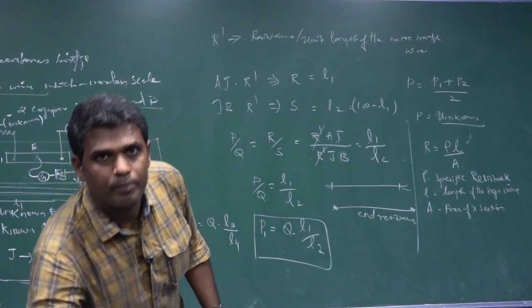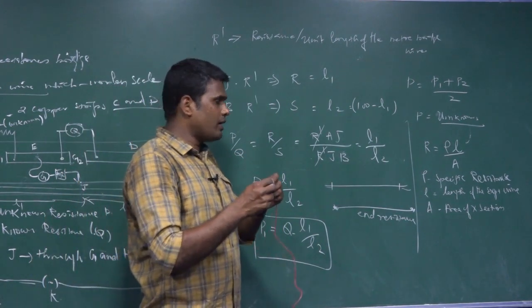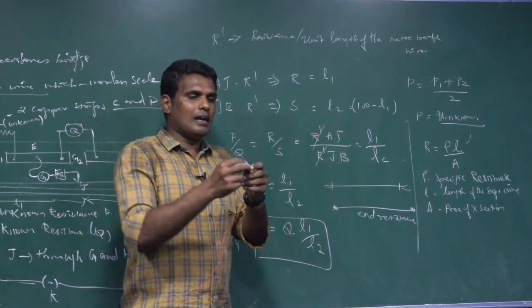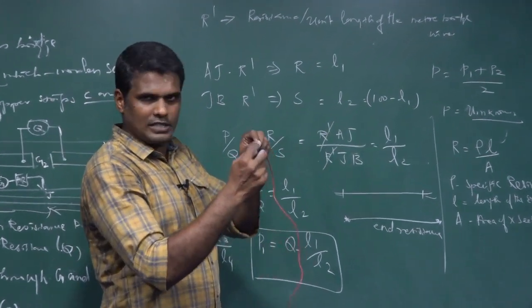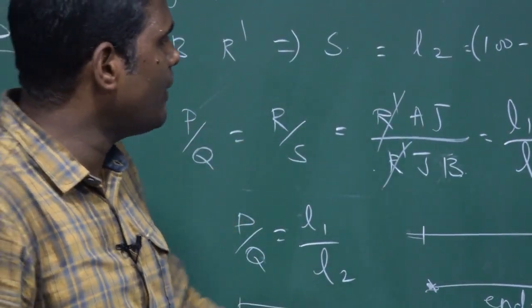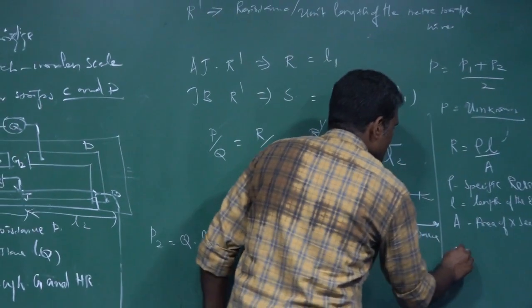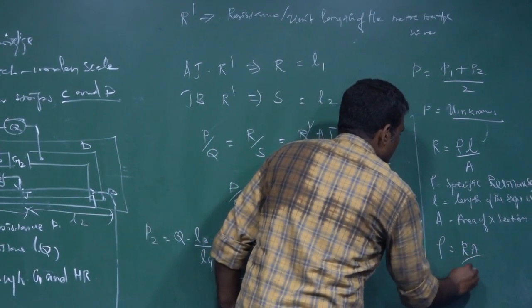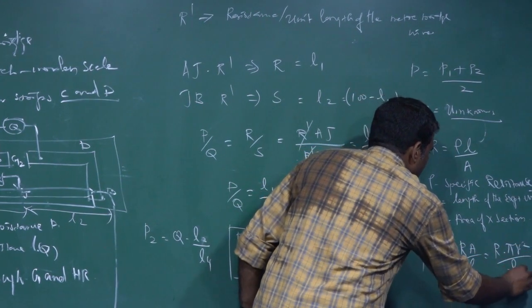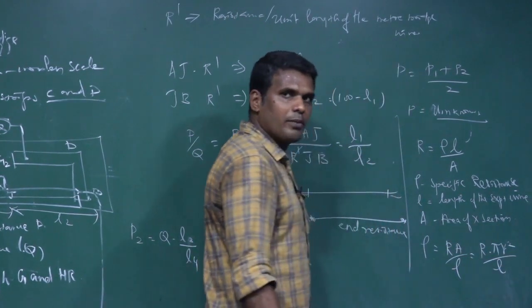I can show you here. This is the material wire given. This has a length L, and this wire has an area of cross section. If you cut it, you will see the area of cross section A. Then you can determine the value of specific resistance. Rho equals R A divided by L, which is R into pi r square divided by L.